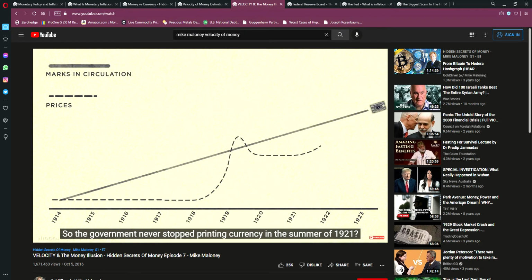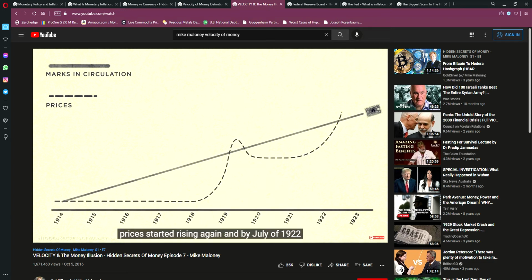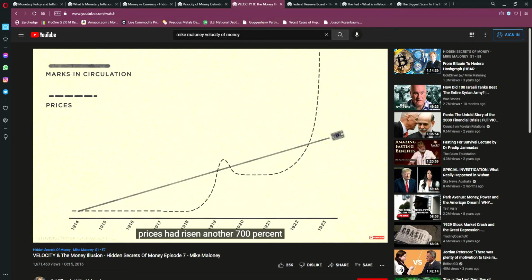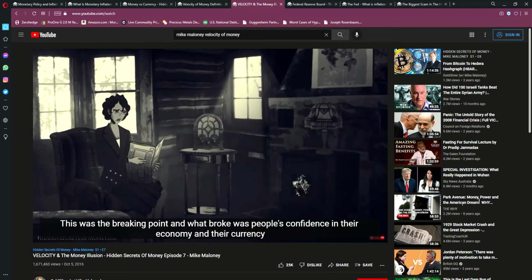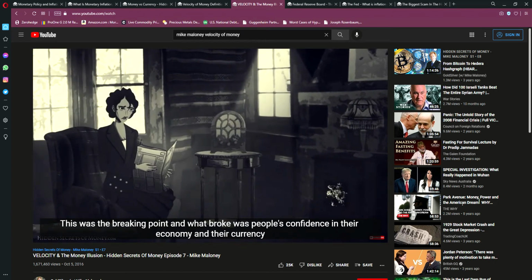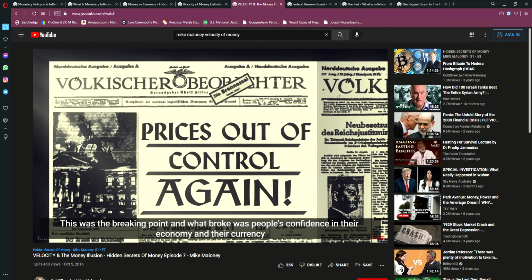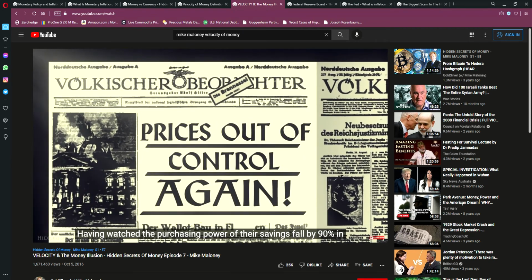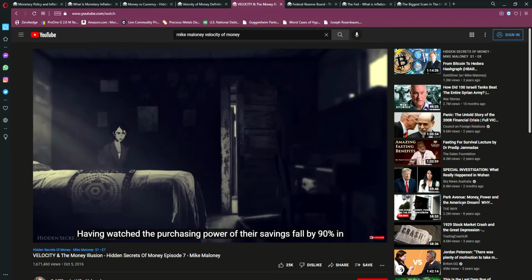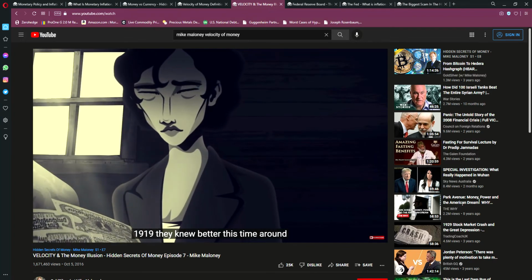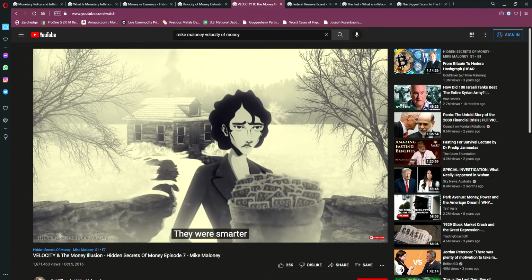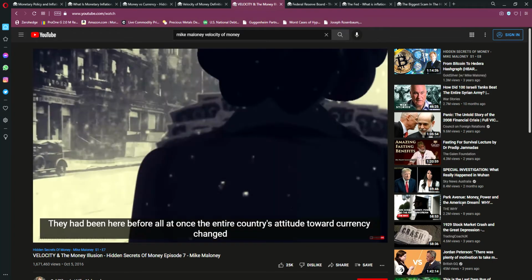In the summer of 1921, prices started rising again, and by July of 1922, prices had risen another 700%. This was the breaking point, and what broke was people's confidence in their economy and their currency. Having watched the purchasing power of their savings fall by 90% in 1919, they knew better this time around. They were smarter. They had been here before.